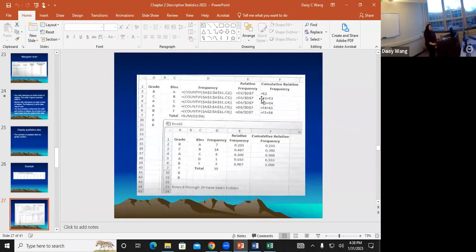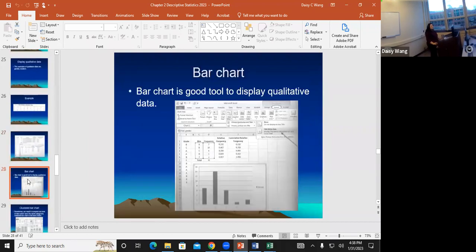And then we'll have the relative frequency, you basically just use this number, 2 divided by the total. Okay, and then cumulative, you just add this one, and then this, add this, right? This number, add this, yeah. So that's the relative frequency. And then the bar chart. We do a bar chart to display the qualitative data. Like I said, it's not connected, it shows different categories.